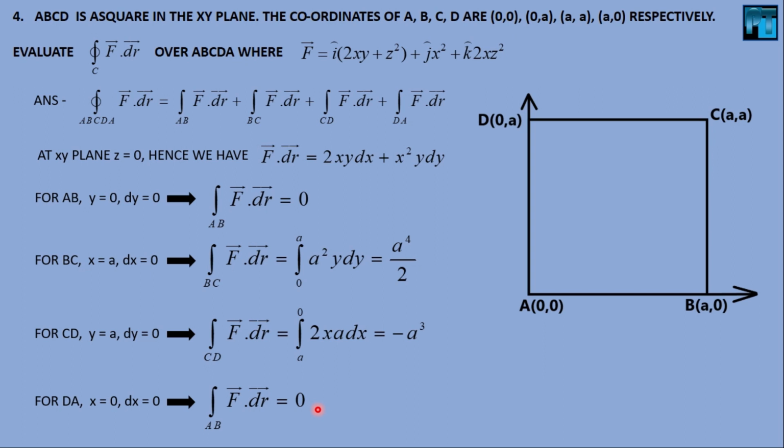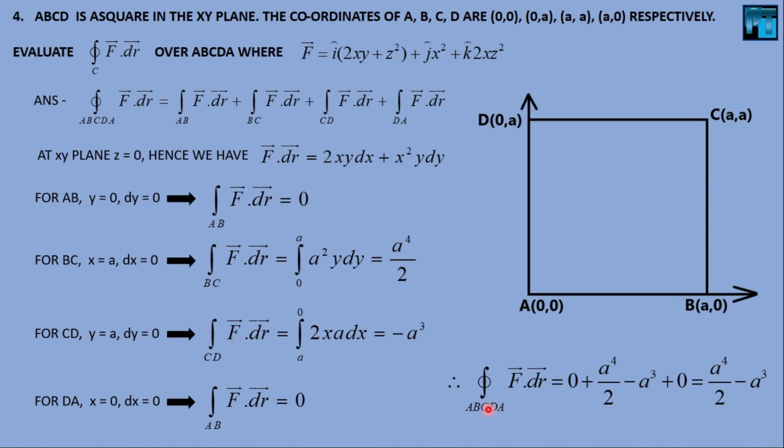So we are left with only two values, for BC and for CD. So what is the closed line integral value? Simply a to the power 4 by 2 minus a cube. So again, this f is not a conserved quantity. You can check it for yourself in your exercise book. Do the maths, del cross f will be a non-zero quantity. So it is a dissipative quantity too, and energy is not conserved here.